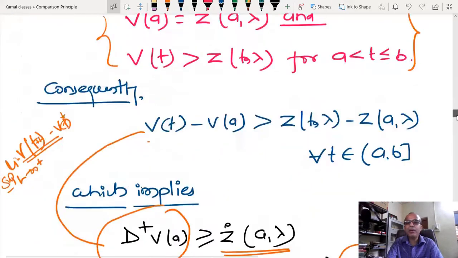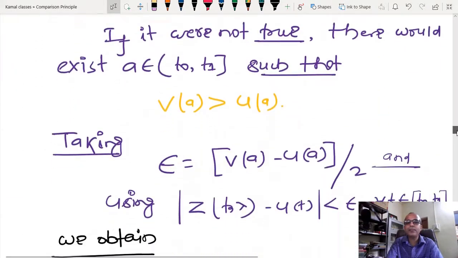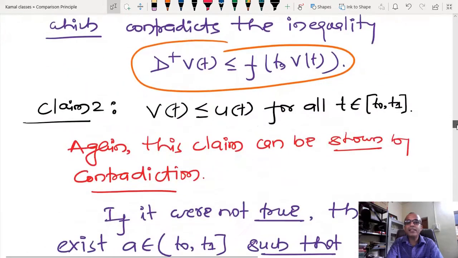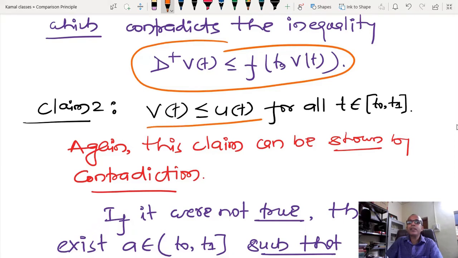Now with the help of this I am going to establish something more, and that is our main result, claim 2: I have to establish that Vt is less than or equal to ut for all t that lie between t0 to t1. Okay, so this I have to establish. With the help of the above result, claim number 1, I am going to establish that whatever solution of the differential inequality is always less than the solution of the differential equation. So that I am going to show. Again I am going to show it by contradiction.